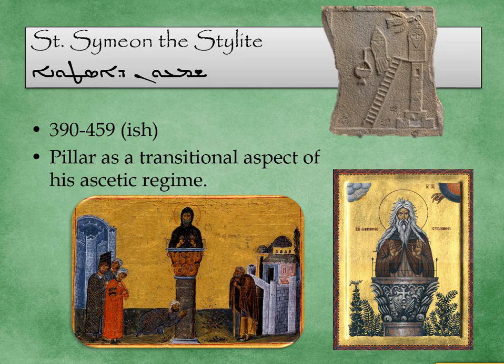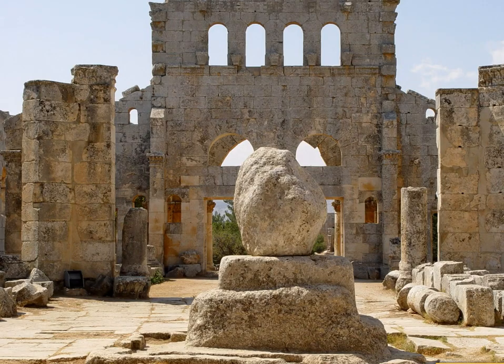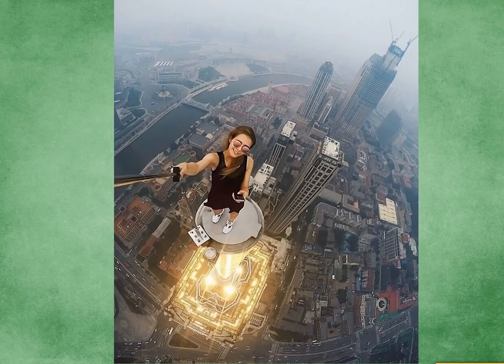But pillar sitting certainly was not unheard of. And in fact, I would argue, let's go past this, that there are even today people who are very interested in moving themselves as high up to the heavens as they can get. Here is an example of, I don't know that I'd call her a pillar sitter, but this is a Russian dancer who has an Instagram account where she posts pictures of herself on these high spaces.